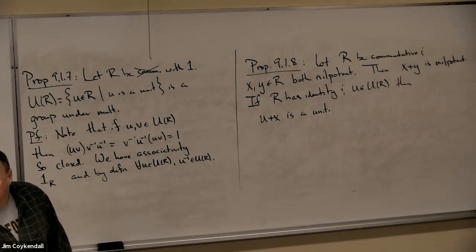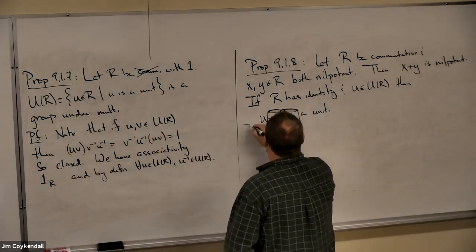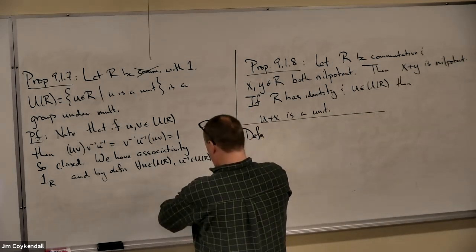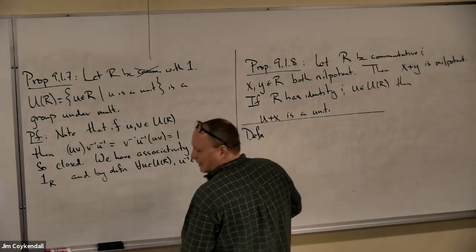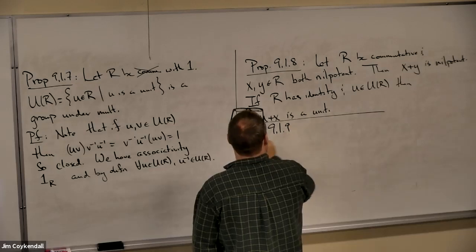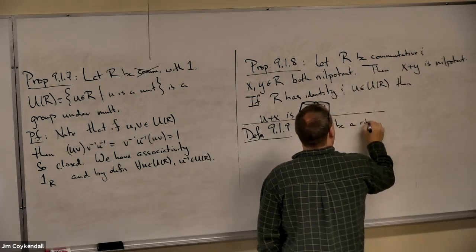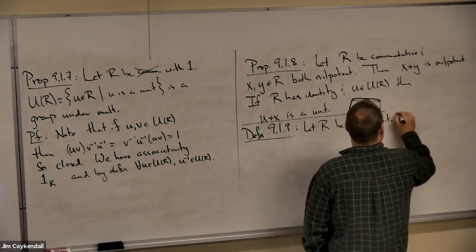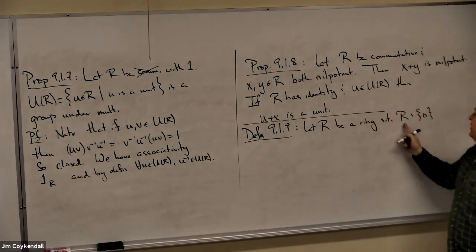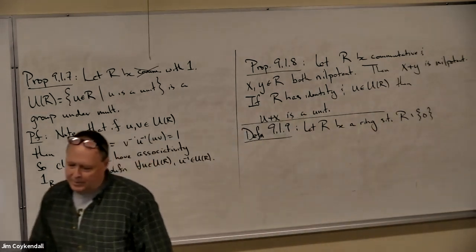Okay, there's a special kind of ring. You can follow the definition. Let R be a ring such that R minus zero, by that I mean set minus, so this is all non-zero elements, forms a group under multiplication.